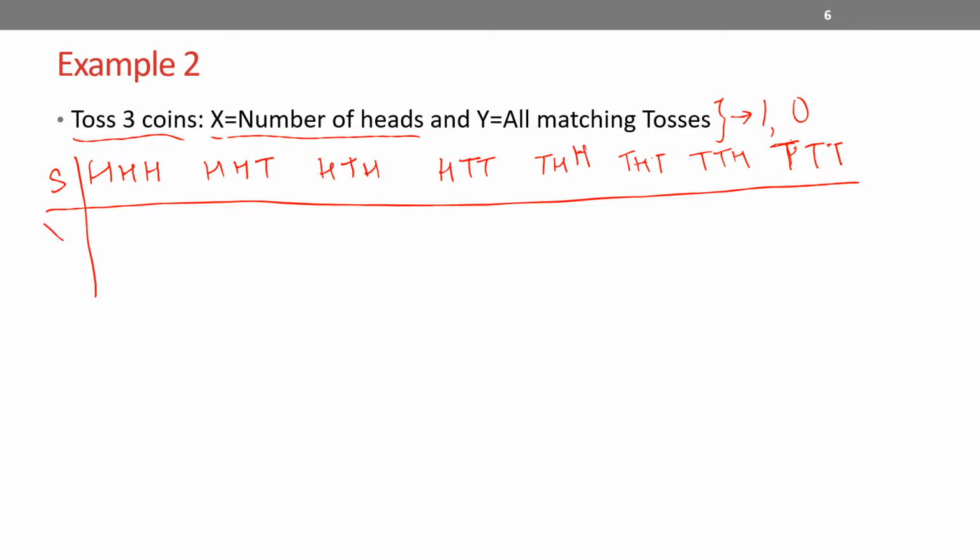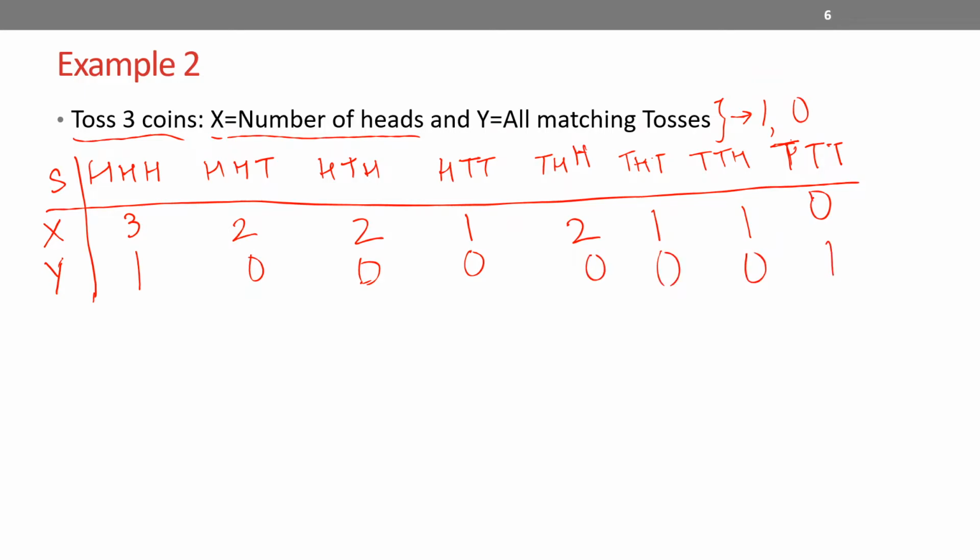Now the way I've defined my random variables X and Y, I can map each of these to a value that's a real number. So for example here, this is going to be 3, right? Because all heads, 2 heads, 2 heads, 1 head, 2 heads, 1 head, 1 head, 0 heads. Similarly, I can define my random variable Y in terms of each of these outcomes. So all matching tosses: yes, no, no, no, no, no, no, and yes.